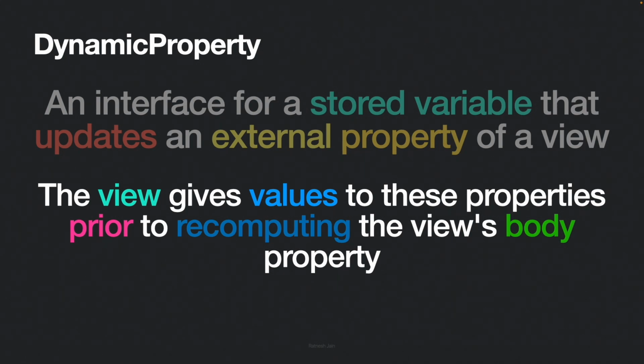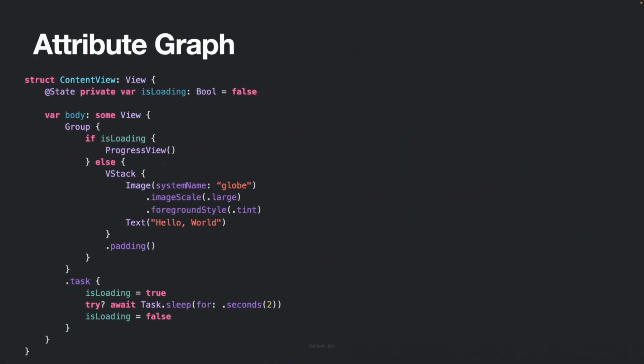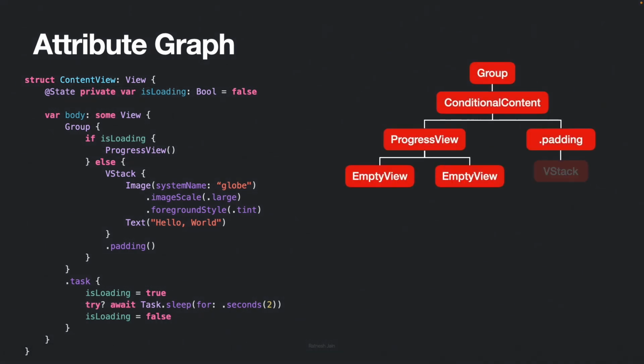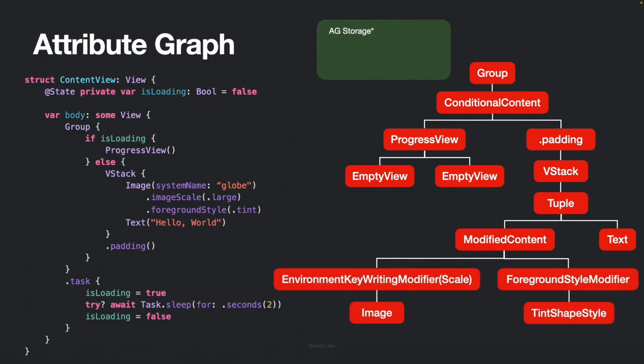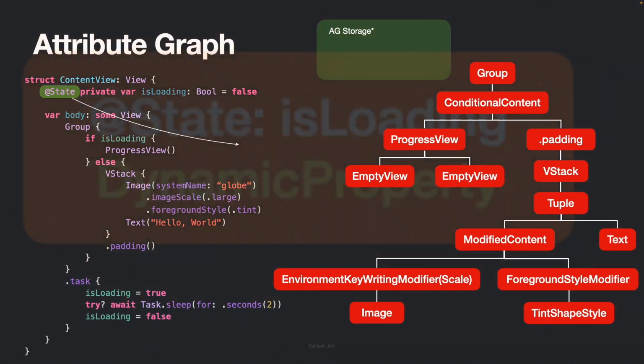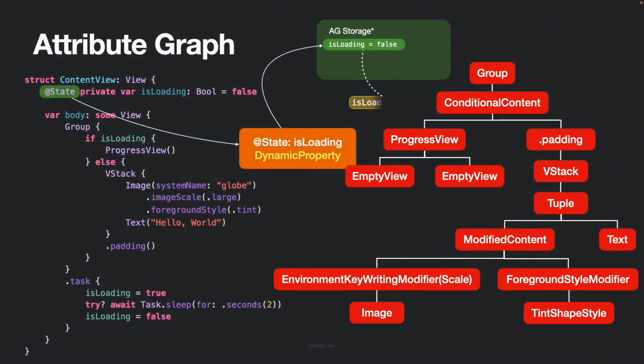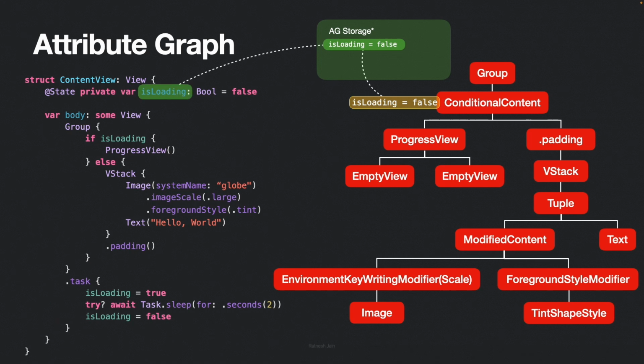Let's see how this is happening. So we have this code, and SwiftUI will read this code and create this view tree. There is a special external storage from the attribute graph. We have the whole code definition here, and it sees that the State property wrapper conforms to the DynamicProperty protocol, so it will allocate a storage in the attribute graph storage, and that allocation is linked to the attribute graph tree.